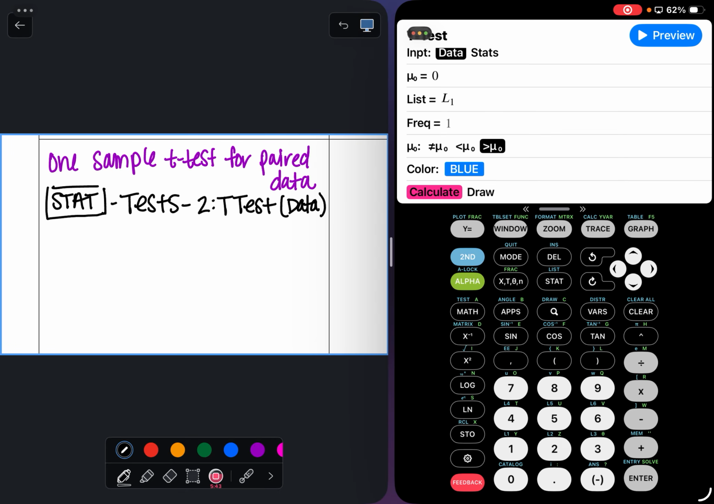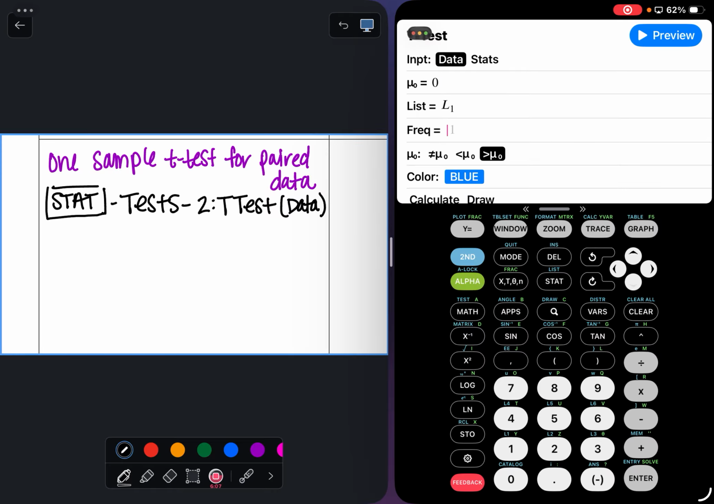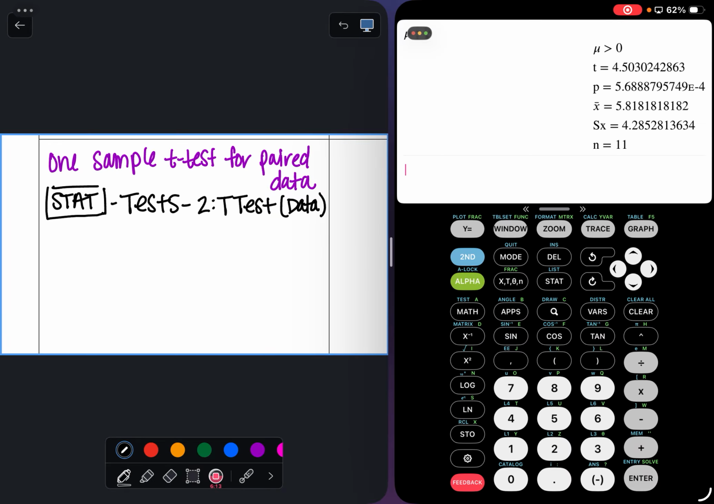and I go to the data side of things, it asks me, what is my mu naught? That is, what is your null value? What is your list? What is your frequency? What is your alternative? When you go in for the less thans or greater thans, make sure that the inequality on your paper is the same direction as the inequality in your calculator. That is another big mistake that a lot of people make. So I put mu naught as 0 because that's what's in my null. I picked the greater than because I want it to be positive. And then I'm going to hit calculate.